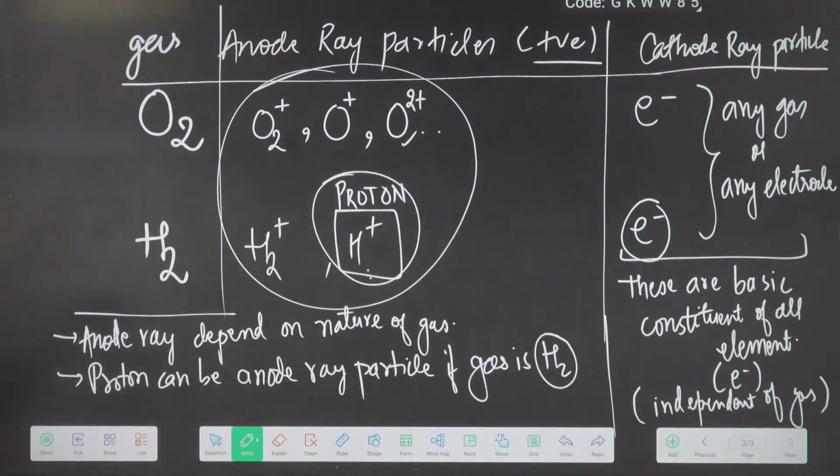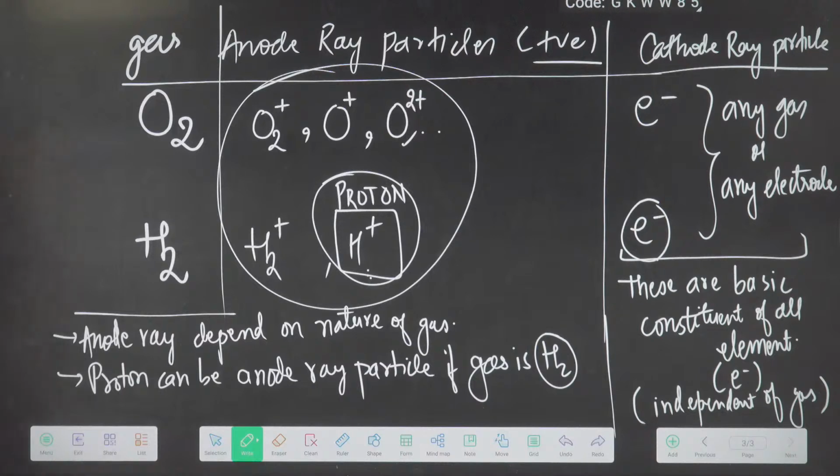Is this funda clear or not clear? H plus is proton. So all the anode ray particles are not proton. But proton is one of the anode ray particles. And to get that proton, the gas inside the tube must be hydrogen. All set.